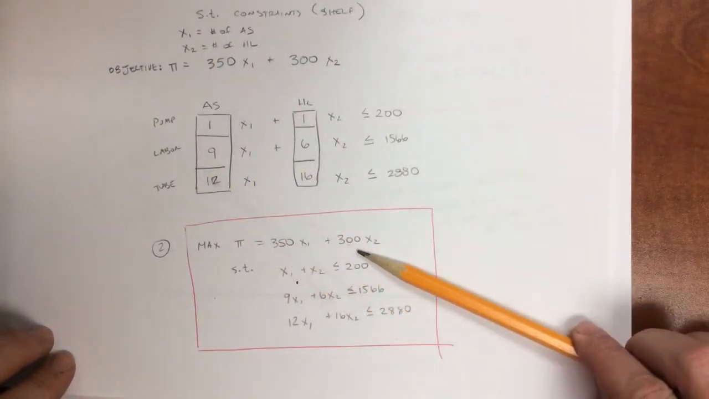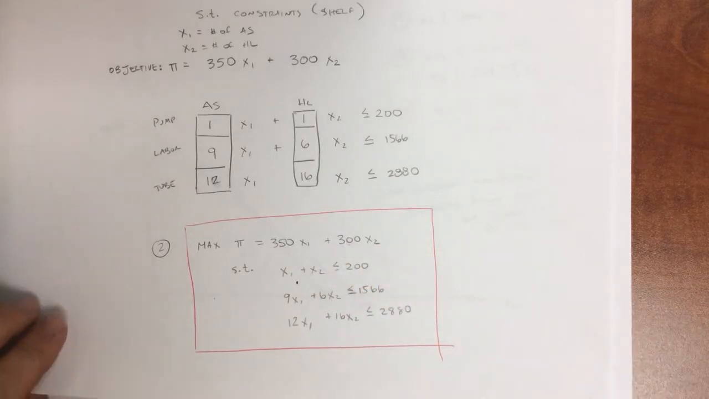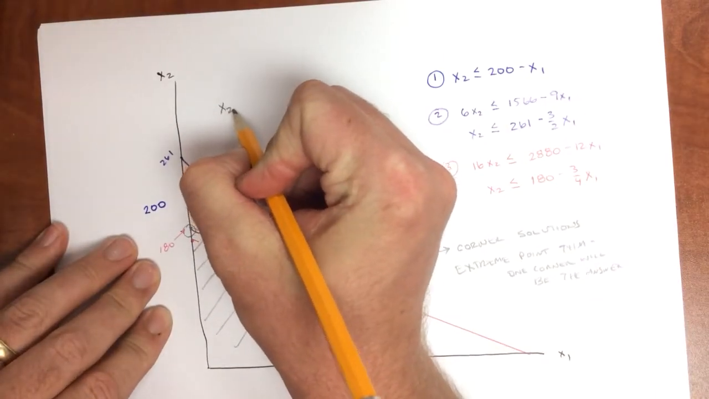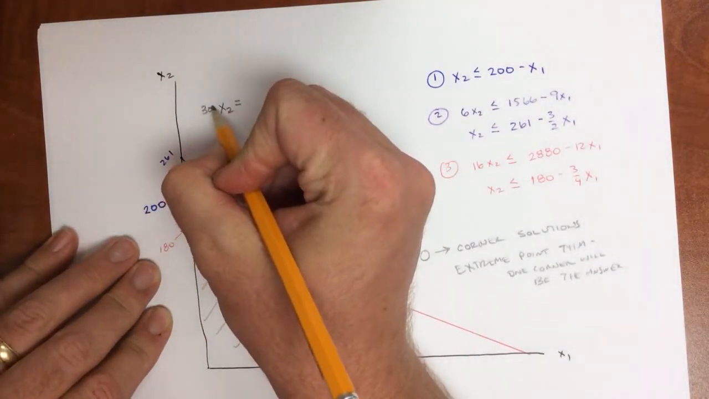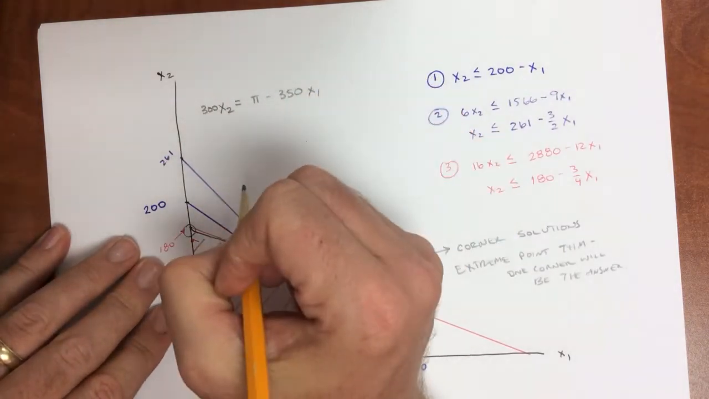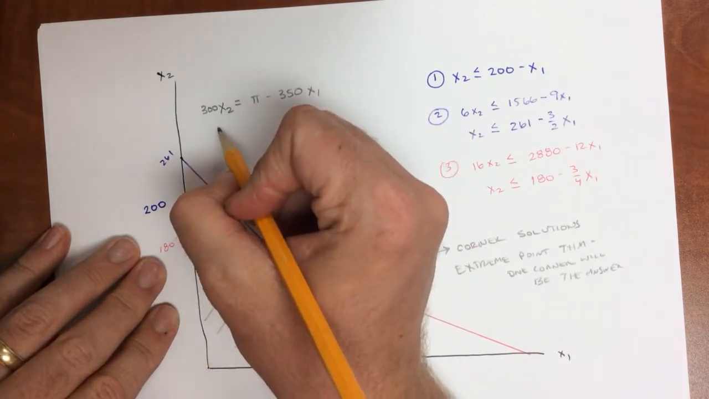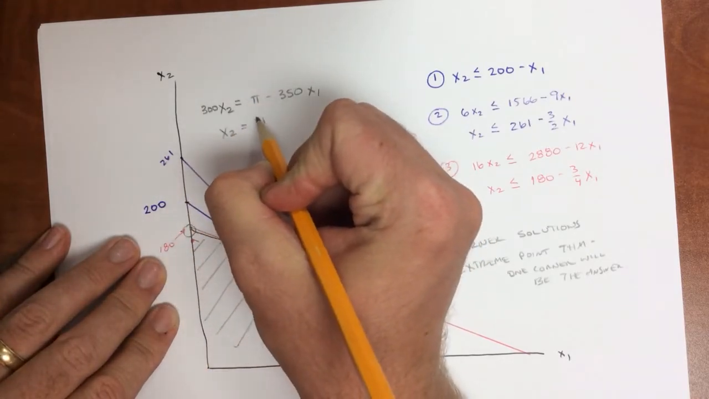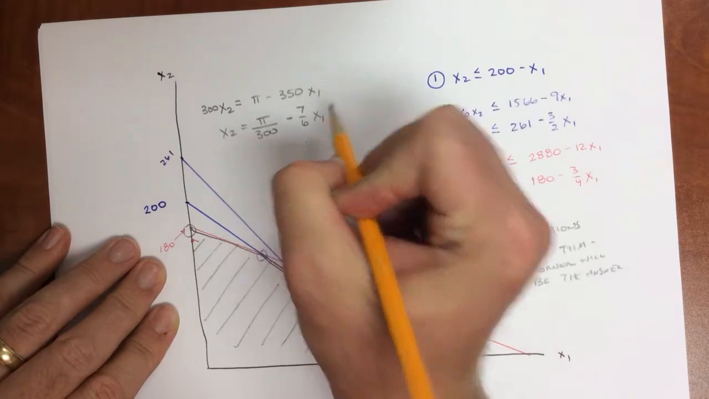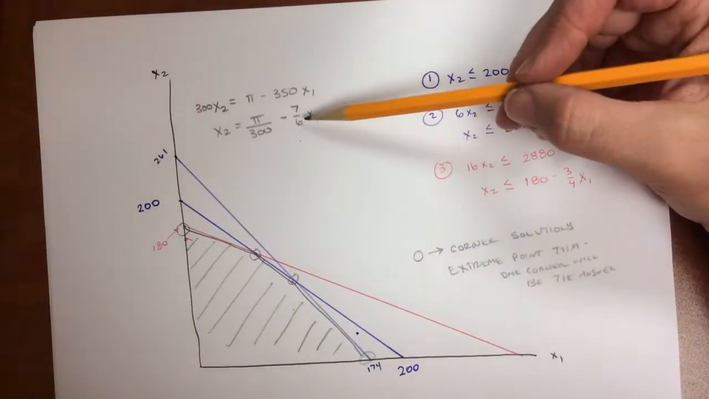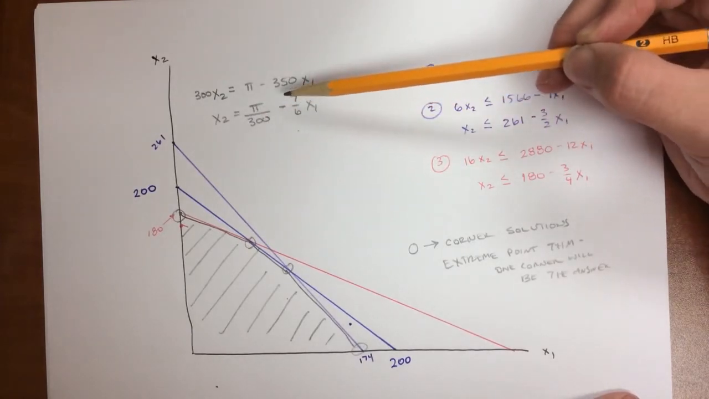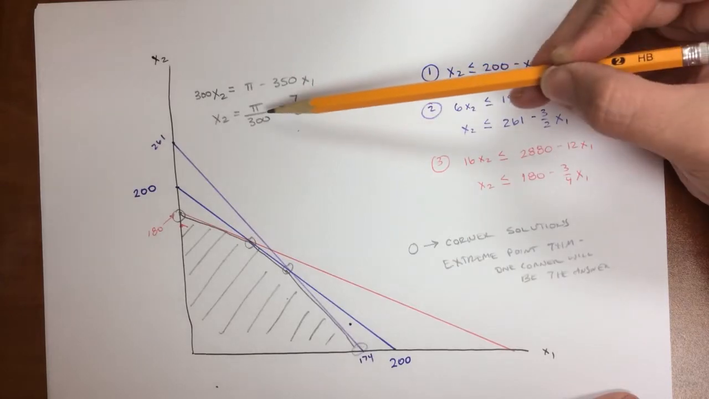So the profit function is this. We're going to rewrite this profit function solving for x2 so we can put it on our graph. So our profit function is 300 x2 is equal to profits minus 350 x1. So x2 is equal to profits divided by 300 minus 7/6 x1. Now we want to be able to graph this out, but how do we graph it if we don't know what profits are? We know what the slope is. The slope is negative 7/6, but we don't actually know the profits.